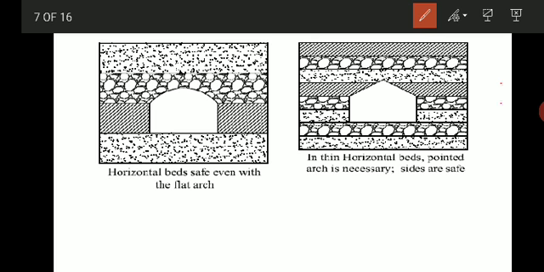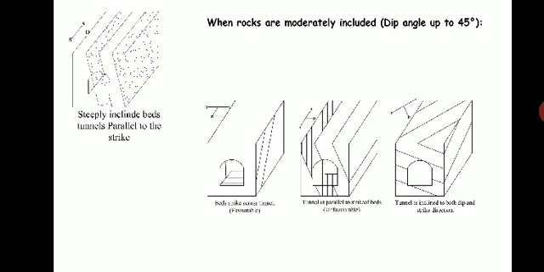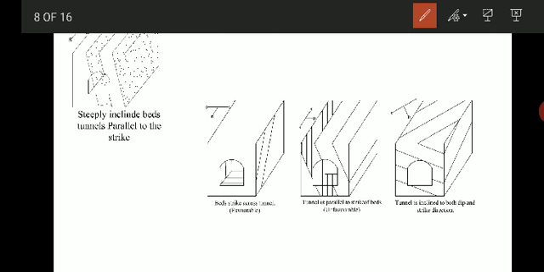Then we'll move on to the next case, that is when the rocks are moderately inclined. So when the rocks are moderately inclined, how should we go for a tunnel? Here there are three cases: in the first image the beds are dipping like this, in the second image the beds are dipping like this, and in the third image they are dipping like this. So these are the three cases which you will come across in case of inclined beds.